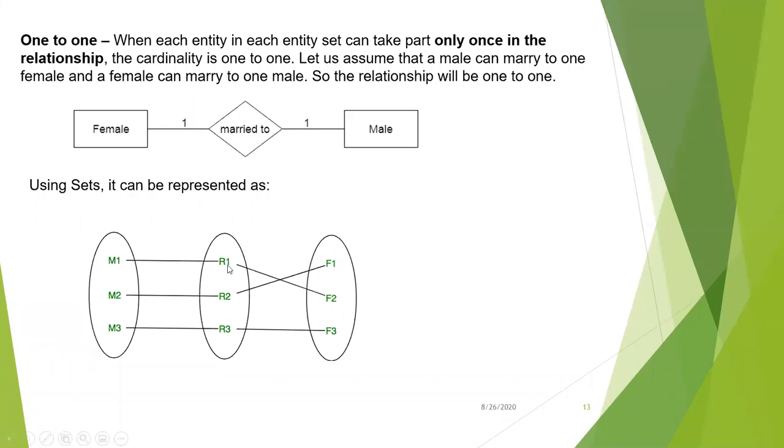Mathematically, this Venn diagram, or sets, represents one-to-one relationships. Here I am taking three males and three females, and the relationship is married. Male one is married to female two, male two is married to female one, and male three is married to female three. So only one relation on the left side and one relation on the right side. This example describes one-to-one relationships. I hope you understand well.